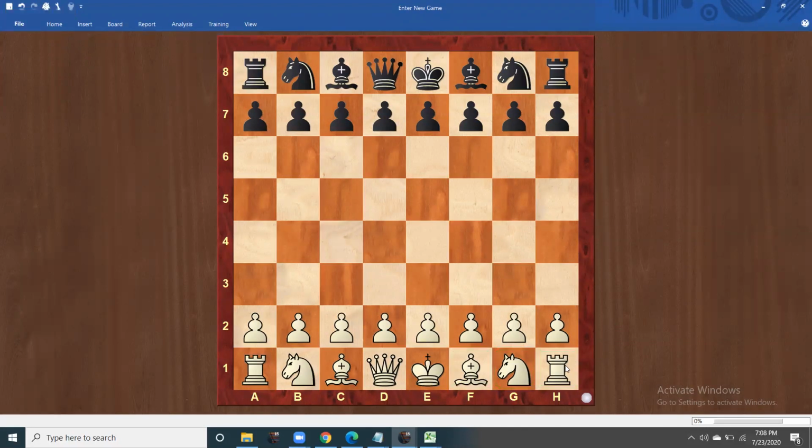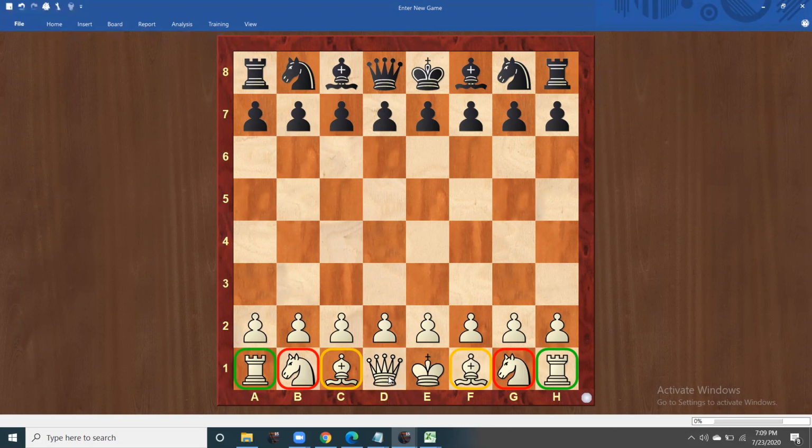These are rooks. Rooks will be in the corners. When you set up the board, first keep the rooks in the corners. Then beside the rooks, we have knights. Beside the knights, we have bishops. Then we have queen and king.